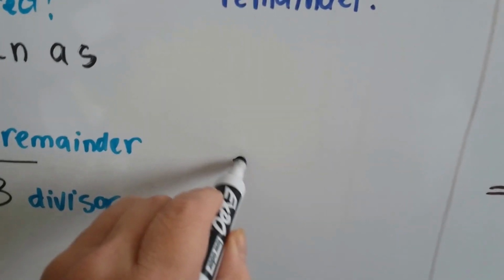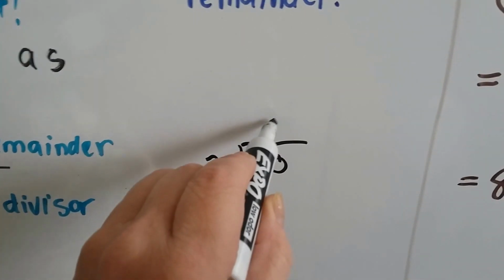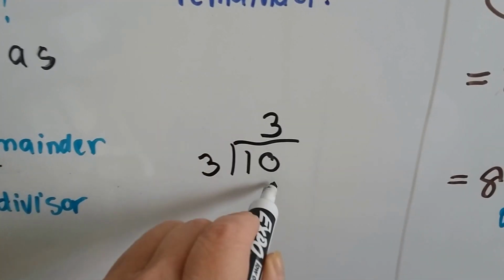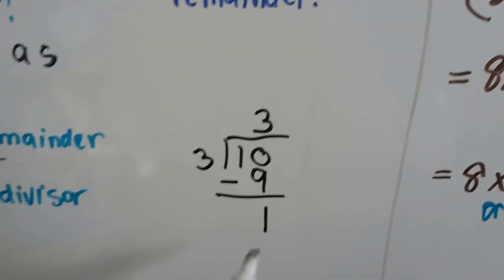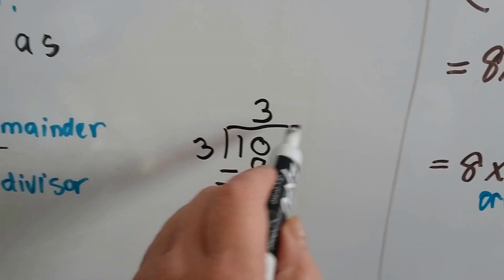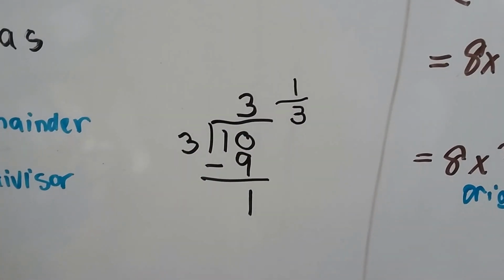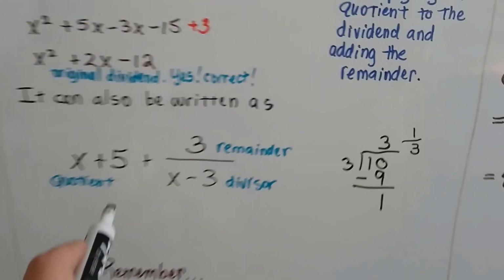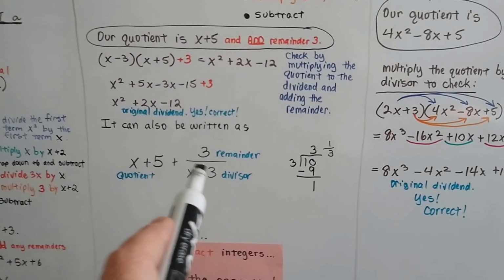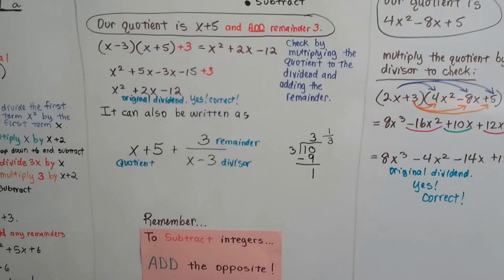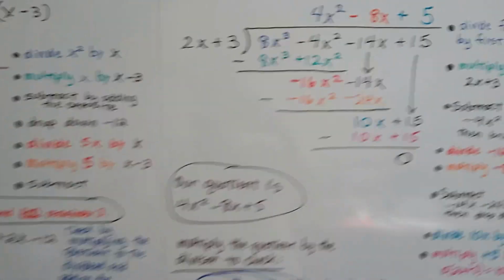If we've got 3 and we're putting it into 10, 3 goes into 10 3 times. 3 times 3 is 9. We subtract and we get 1 left over. And instead of saying remainder 1, we can say 3 and put the remainder over the divisor. See? It's 3 1/3. So that's all we're doing. We're saying x plus 5 plus the remainder over the divisor, just like we would in long division from grade school, okay? All right, we're going to try it one more time with a little bit bigger one.